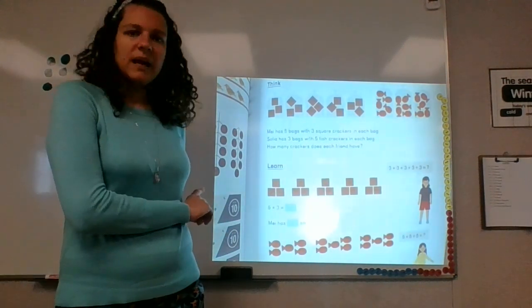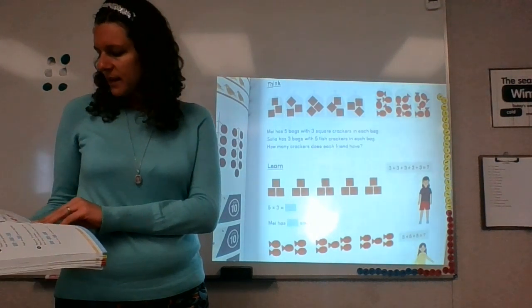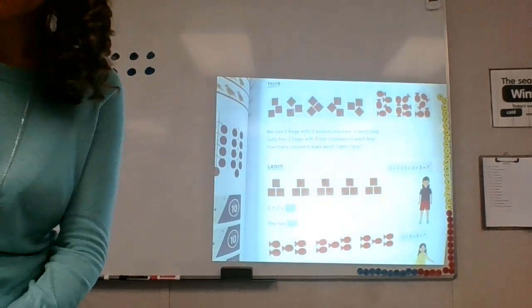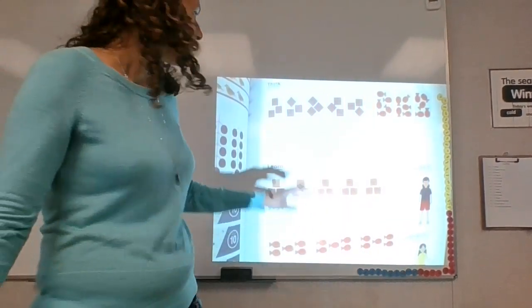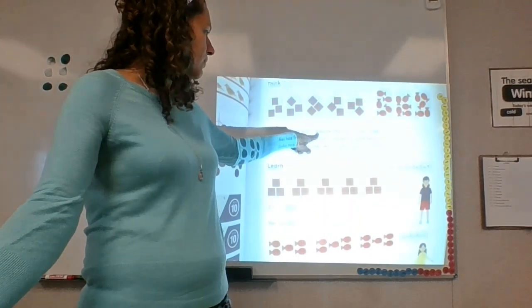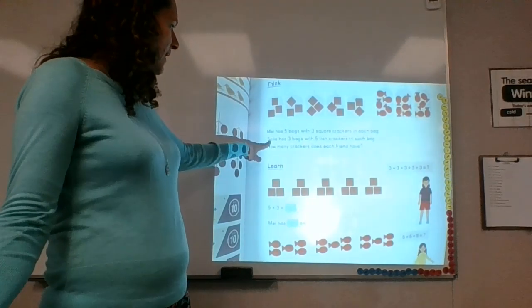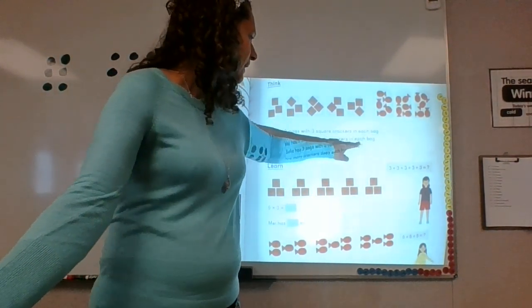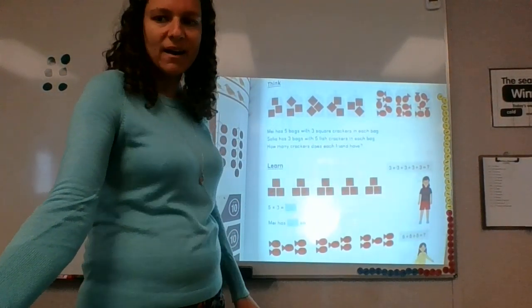I've got the page projected, but if you want to follow along in your textbook, this is on page 133. Alright, our problem says May has 5 bags with 3 square crackers in each bag. Sophia has 3 bags with 5 fish crackers in each bag. How many crackers does each friend have?